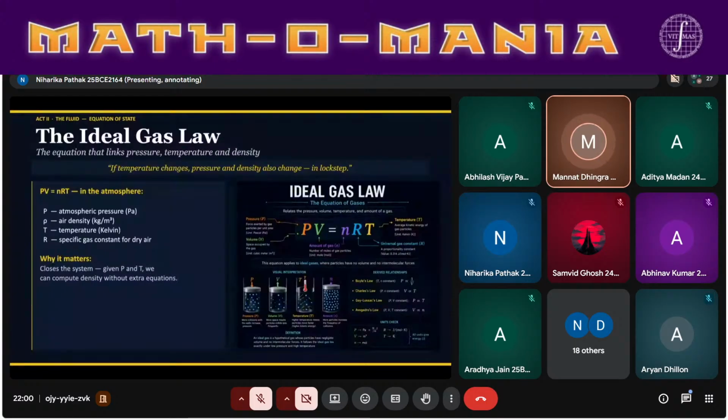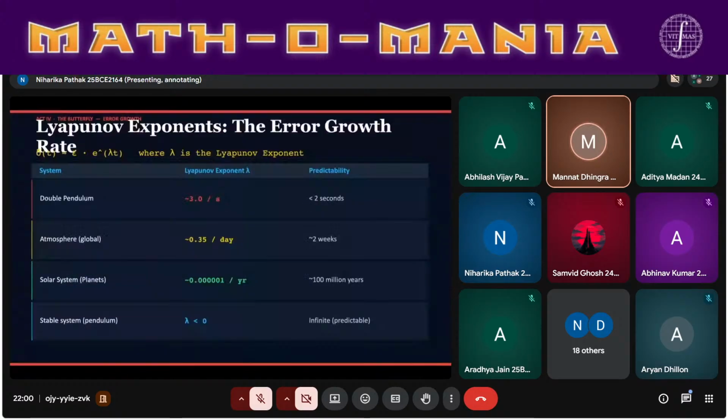And this equation links all atmospheric variables together, as we have seen. So there's pressure, volume, density, temperature, all of the important atmospheric variables here. So now let's go to the next important equation. Niharika, could you go to the next slide, please?